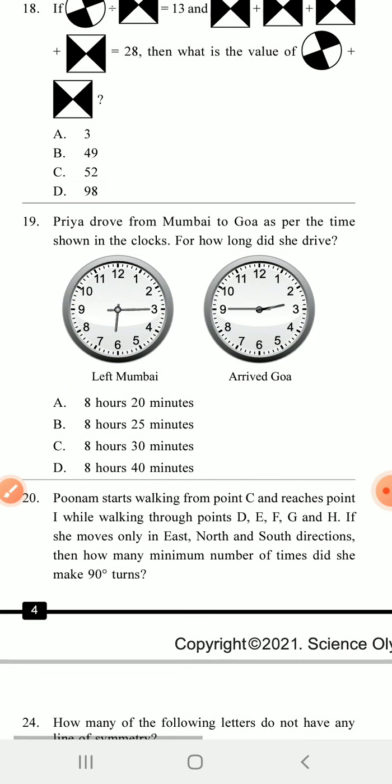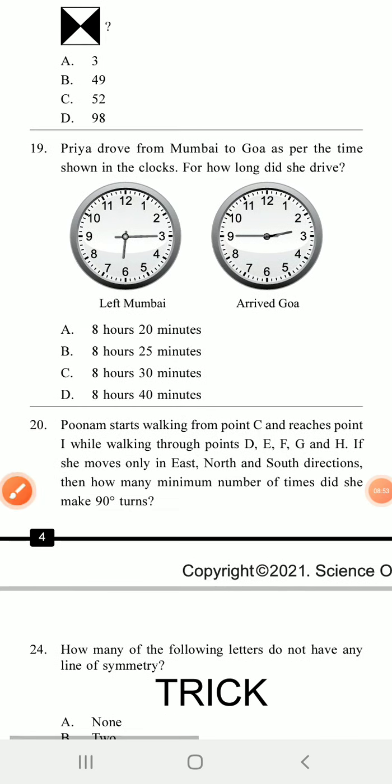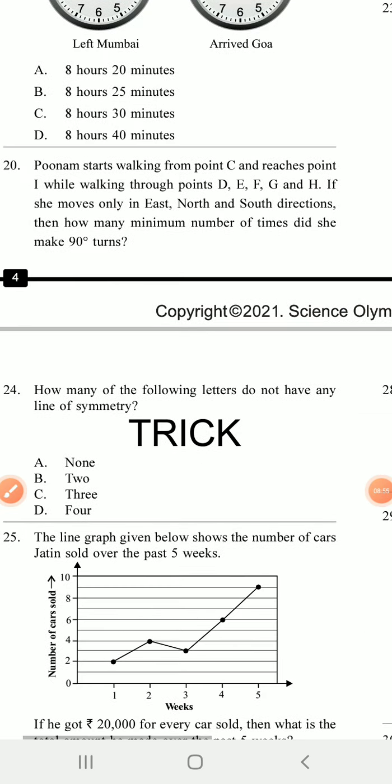In math number 19, Priya drove from Mumbai to Goa as per the time shown in the clock. For how long did she drive? So find out the time on both watches and subtract the values. Then you get the answer. 19 C is the answer. I will only describe the process. Do the calculation on your own.